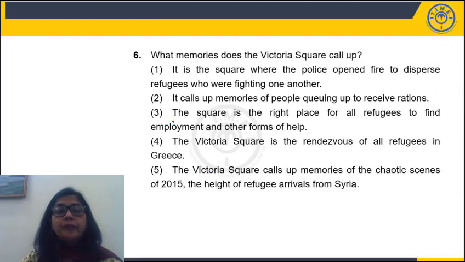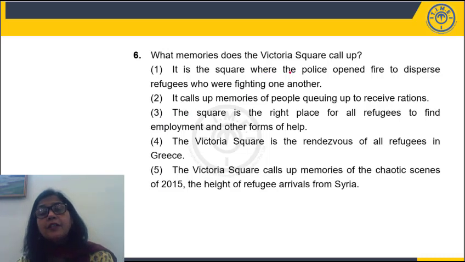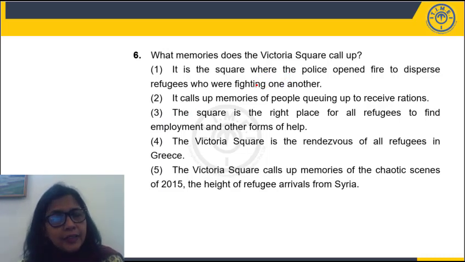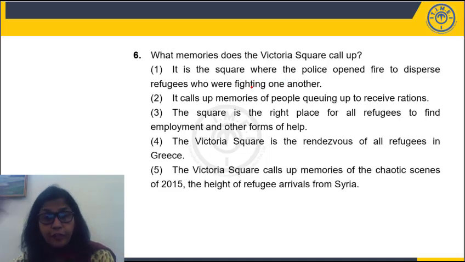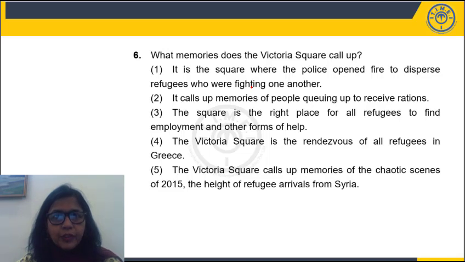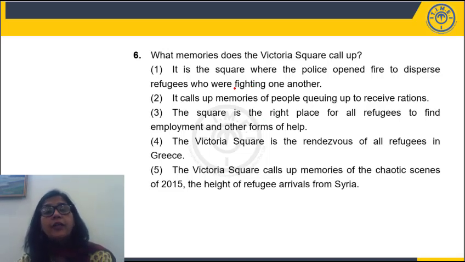Question number 6. What memories does the Victoria Square call up? Now, the scenes described of Victoria Square are not very happy or good scenes. If you recall, it is the square where the police opened fire to disperse refugees who were fighting one another. No, this is not there, right? It calls up memories of people queuing up to receive rations.